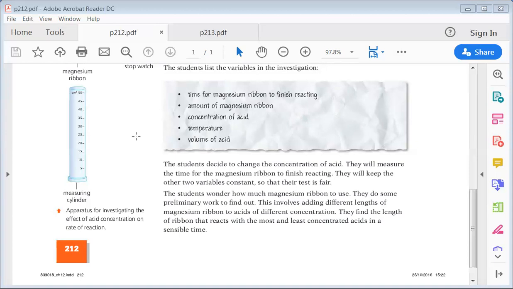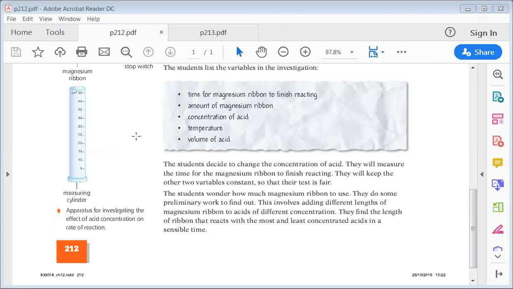The students wonder how much magnesium ribbon to use. They do some preliminary work to find out. This involves adding different lengths of magnesium ribbon to acids of different concentrations. They find the length of ribbon that reacts with the most and least concentrated acids in a sensible time.